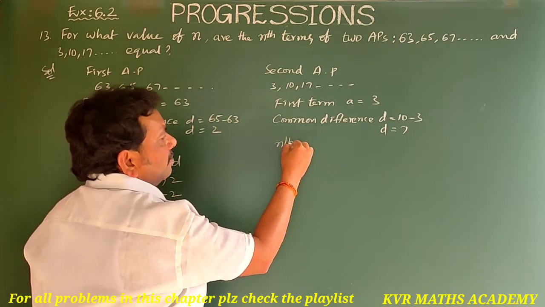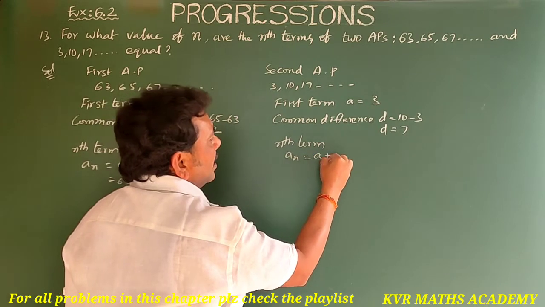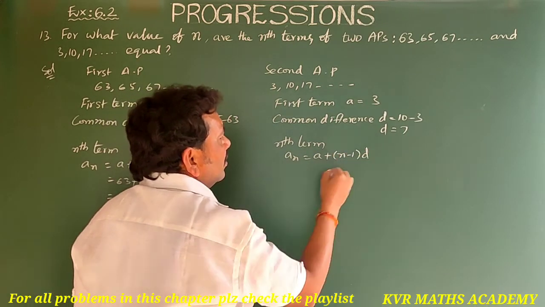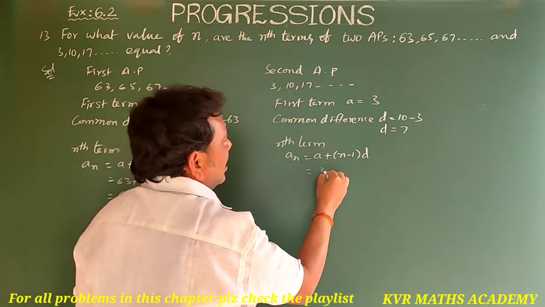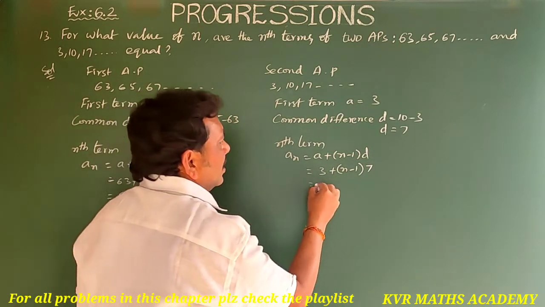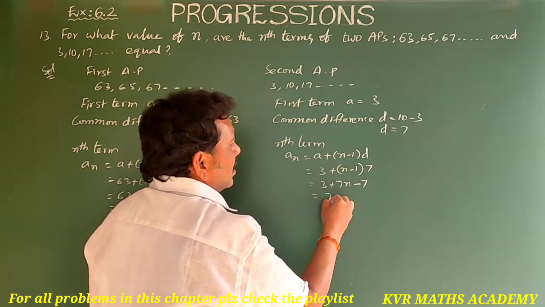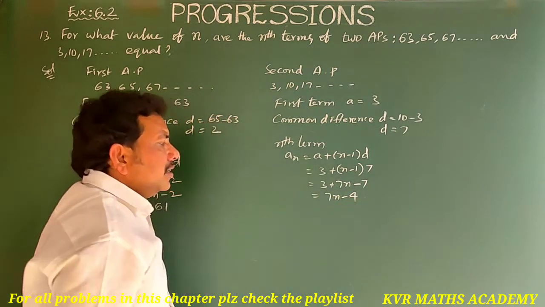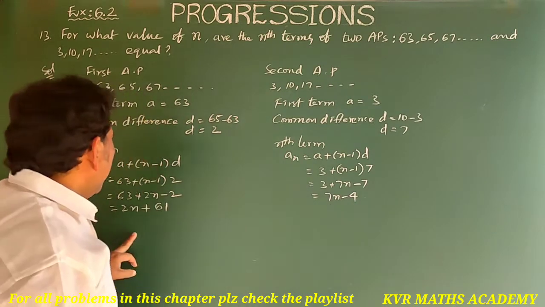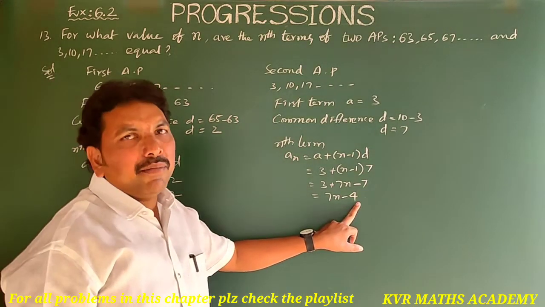Now the nth term: a_n is equal to A plus (n minus 1) into D, that is equal to 3 plus (n minus 1) into 7, right? This is 3 plus 7n minus 7, that is equal to 7n minus 4. Here a_n is equal to 2n plus 61, and here a_n is equal to 7n minus 4.